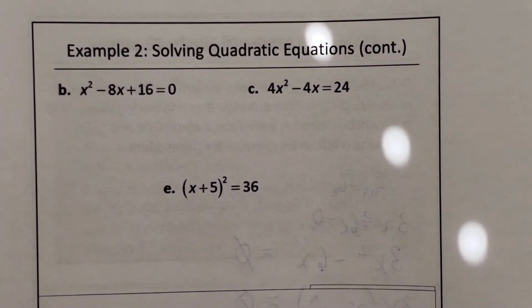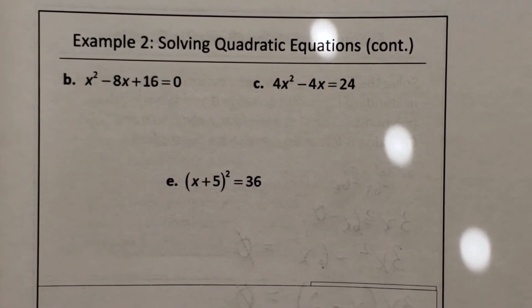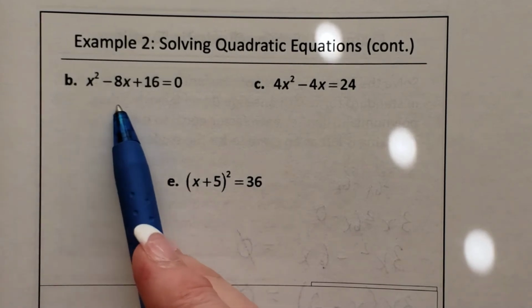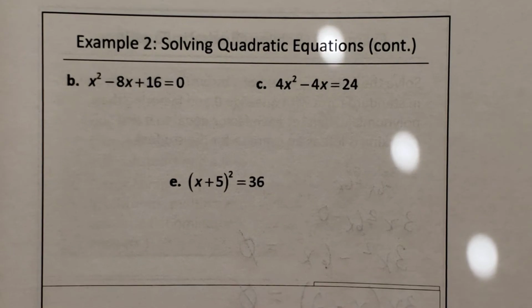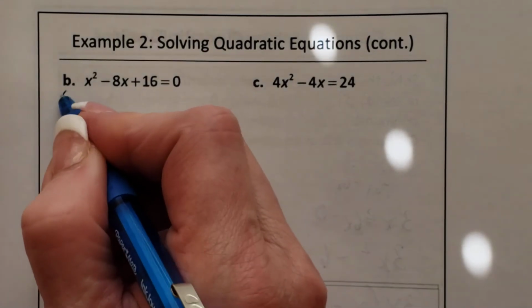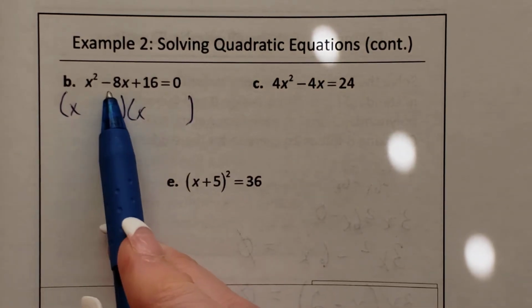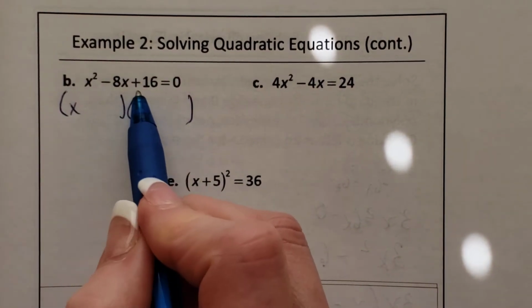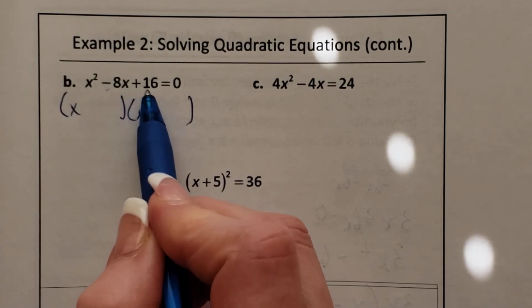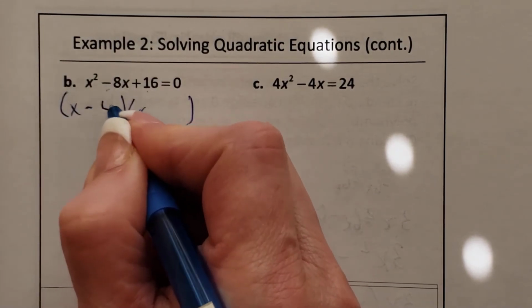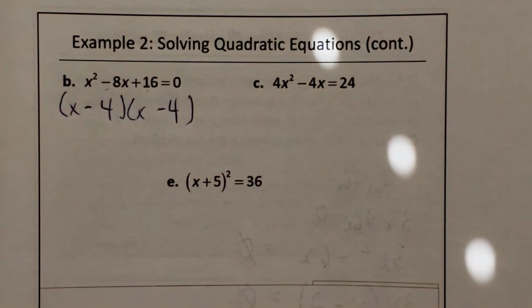All right, let's look at example 2, letter B. So this whole equation is already set equal to 0. So like we did in our last couple of sections, we're going to think of 2 numbers. When I multiply them, I get positive 16, and when I add them, I get negative 8. Well, this tells us our signs are the same, and this tells us what our signs are. So the 2 numbers that multiply to give me 16 and add to give me negative 8 is negative 4.